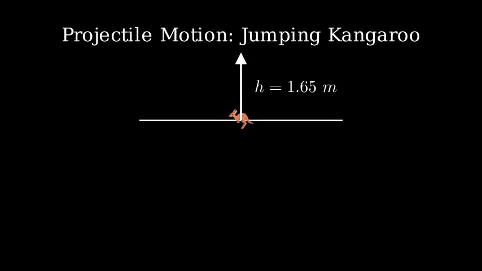Let's solve a physics problem about a jumping kangaroo. A kangaroo jumps to a vertical height of 1.65 meters. How long was it in the air before returning to Earth? Let's break this down into steps.